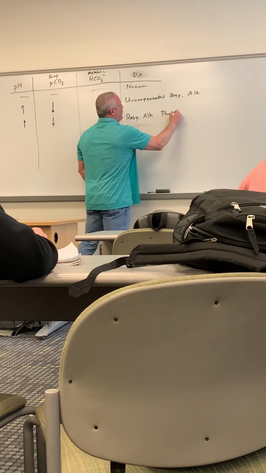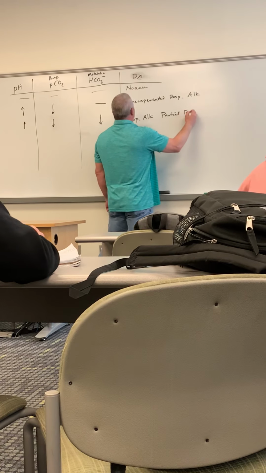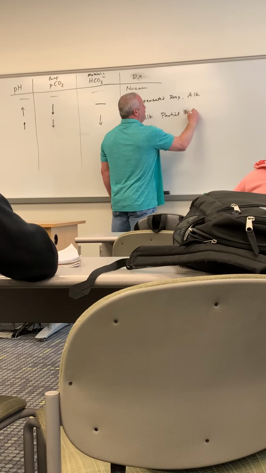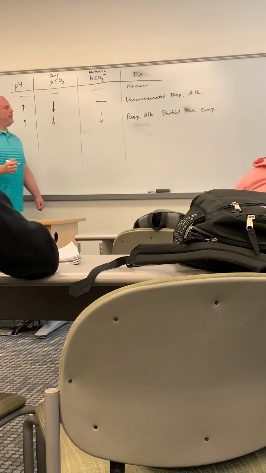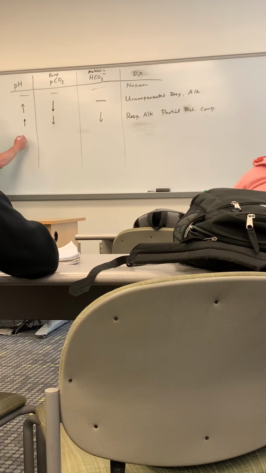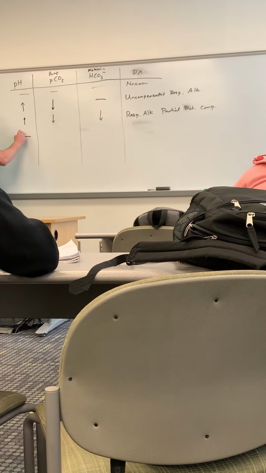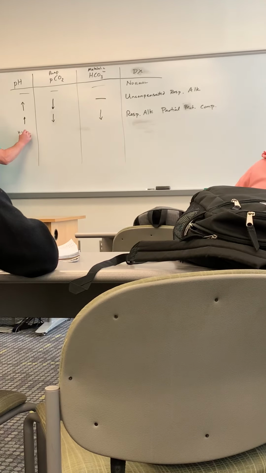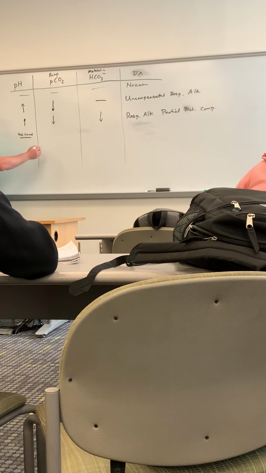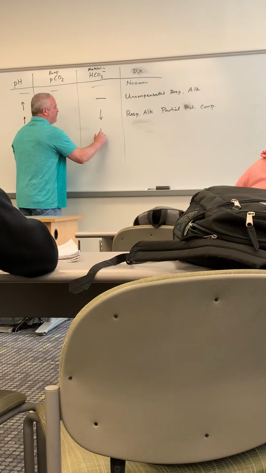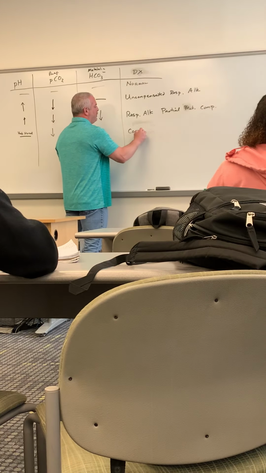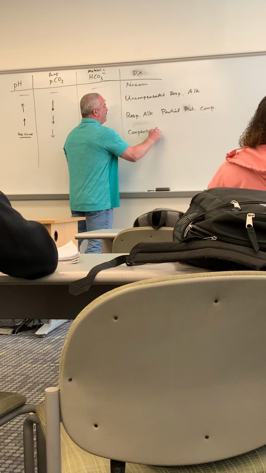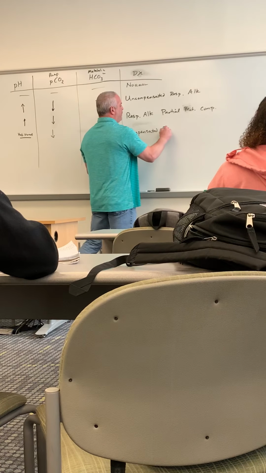partial metabolic compensation. And then of course, if the pH is high normal and you have the two arrows down, then this would be compensated, or fully compensated, respiratory alkalosis.